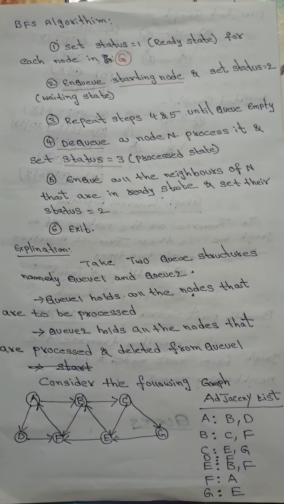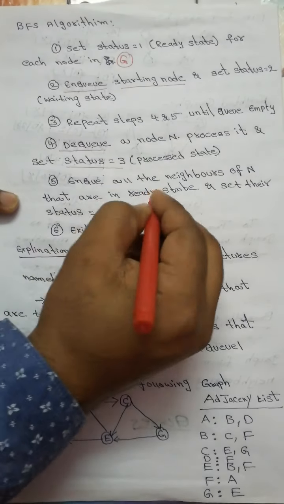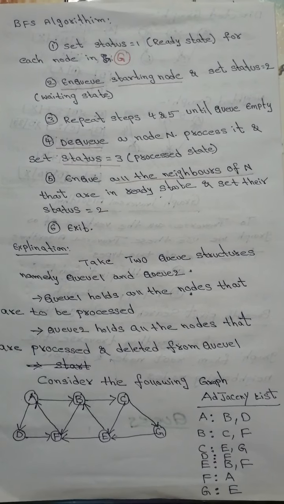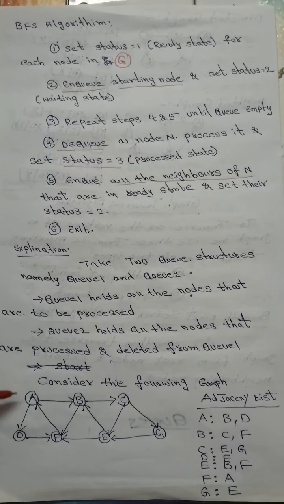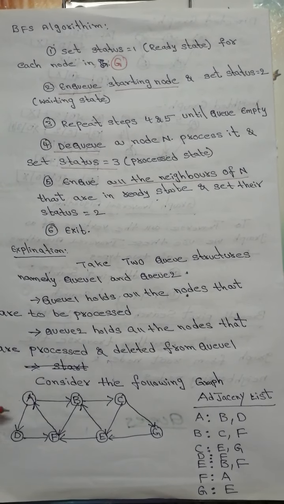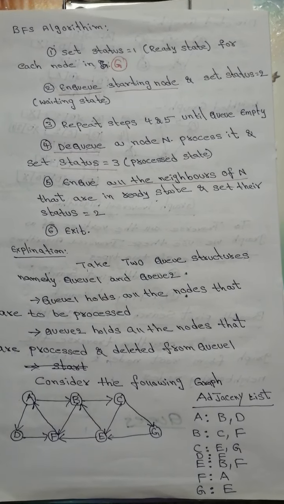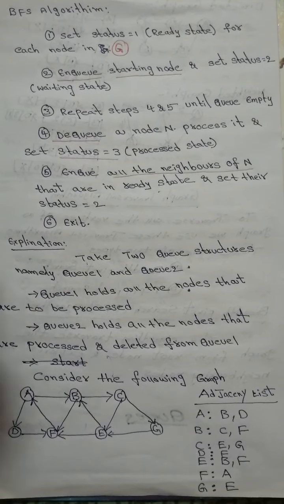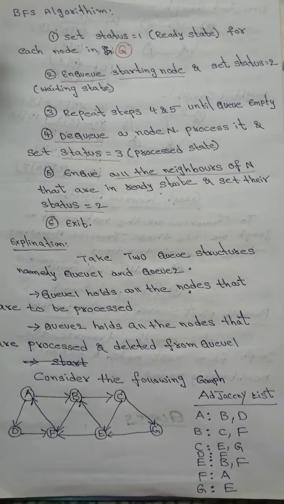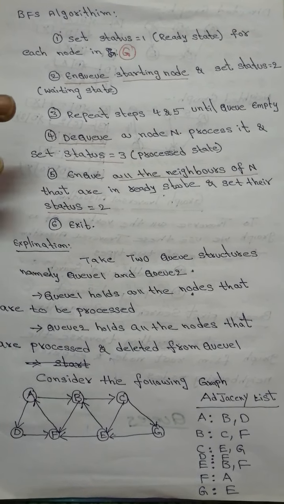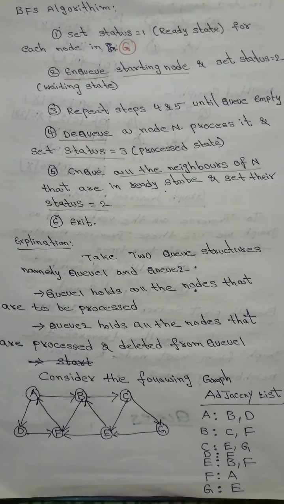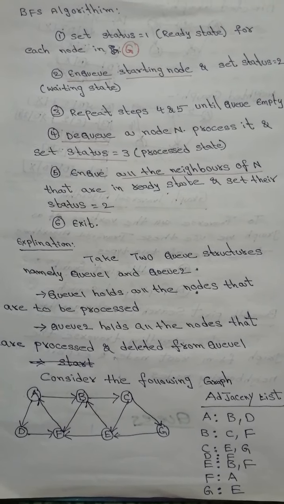Now, what are the elements to enter into Q? NQ all the neighbors of the node. What are the immediate neighbors of A? For node A, the immediate neighbors are B and D. Now move these B and D, which are in ready state, into Q and set their status to 2. Repeat these steps until all the nodes are traversed. Okay, this is the BFS algorithm.